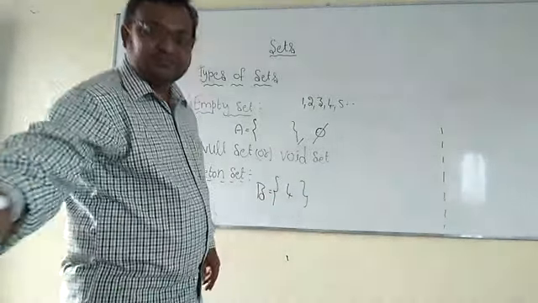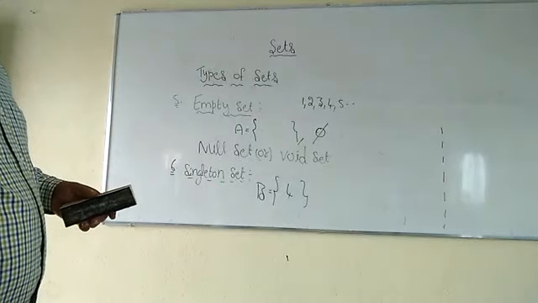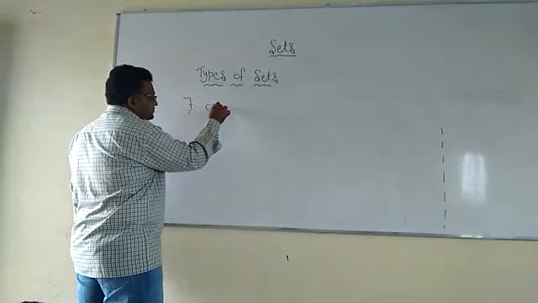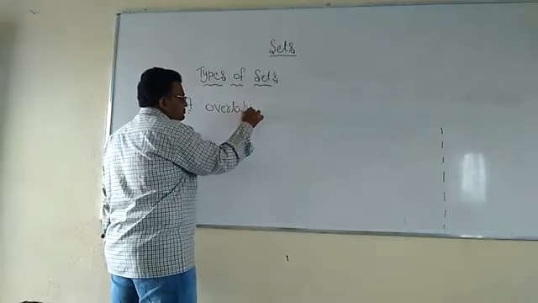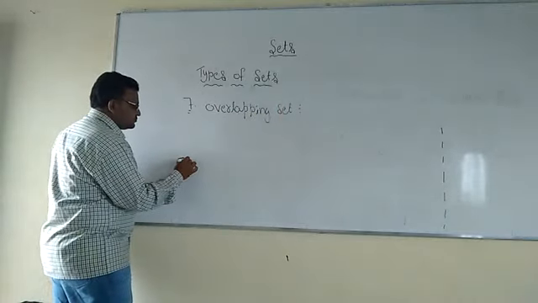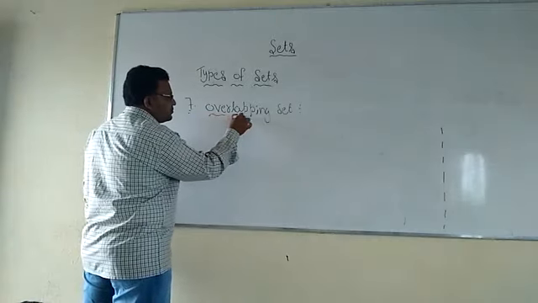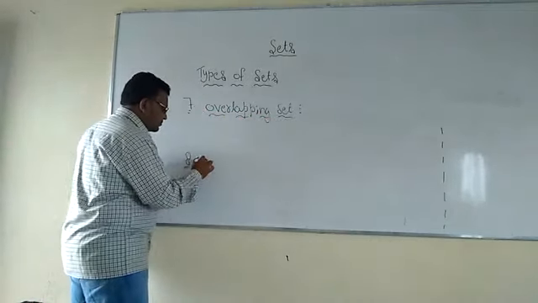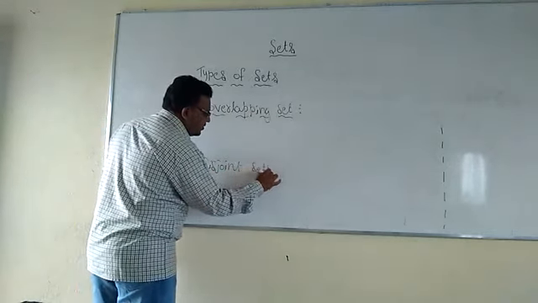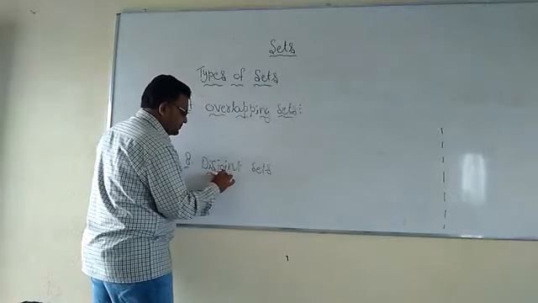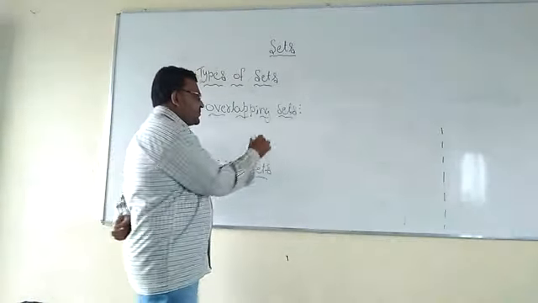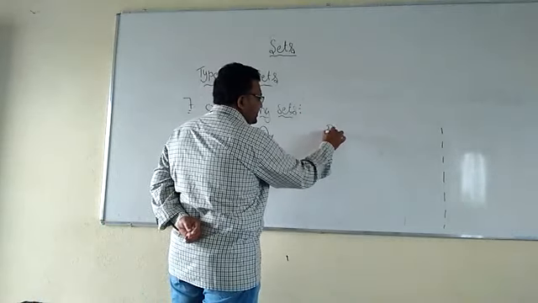And the next, overlapping sets and disjoint sets. So I will take two sets. One is set A, another one is set B.